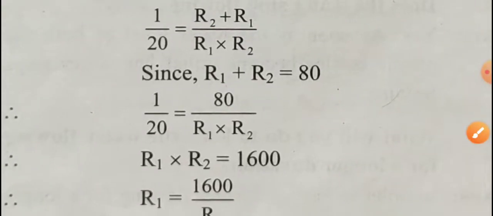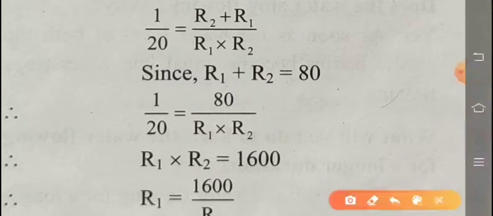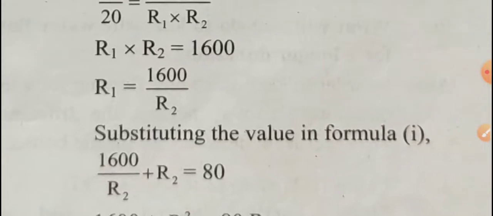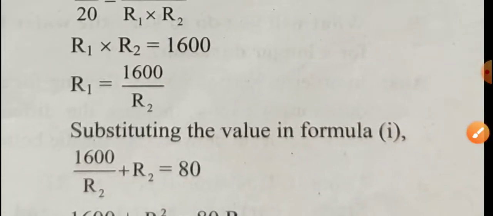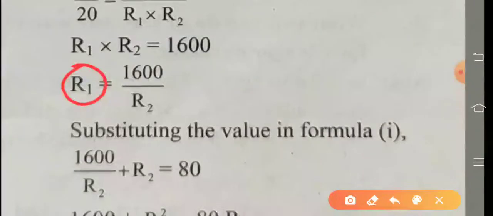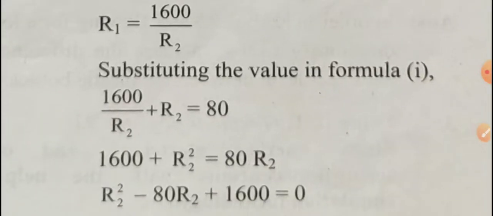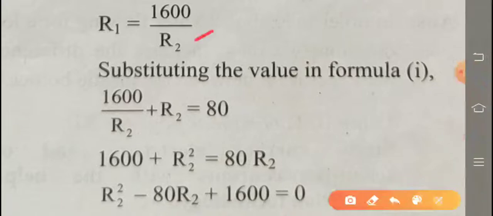Now do the cross multiplication. R1 into R2 equal to 80 multiplied by 20. After cross multiplication, 1600. Next, R1 is equal to what? R2 shifting on the right side, so 1600 upon R2. Now substituting this value of R1 in formula number 1. What is the formula number 1? Check. R1 plus R2 is equal to 80. So R1 value is 1600 upon R2 plus R2 is equal to 80.